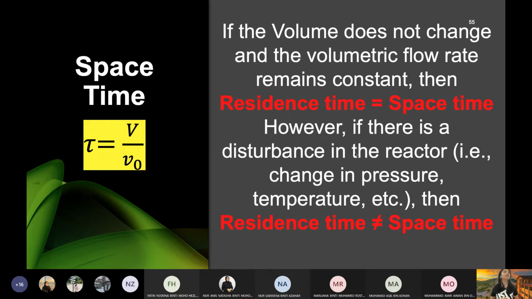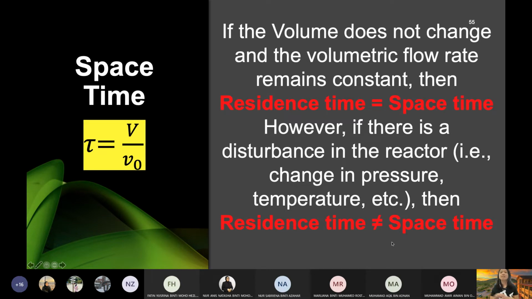Okay, sebab tu dia kata if the volume does not change and the volumetric flow rate remain constant, residence time sama dengan space time. However, if there is a disturbance in the reactor, change in pressure, change in temperature, and so on and so forth, therefore residence time tak sama dengan space time.